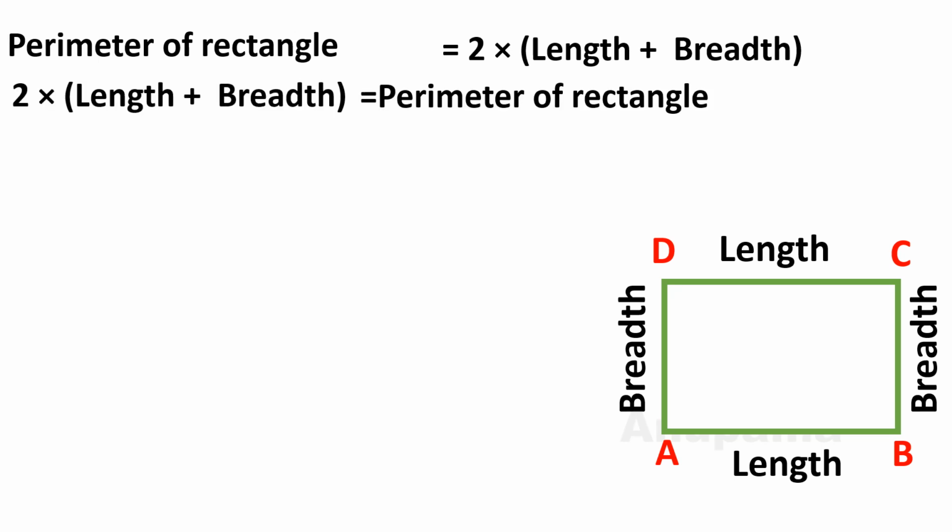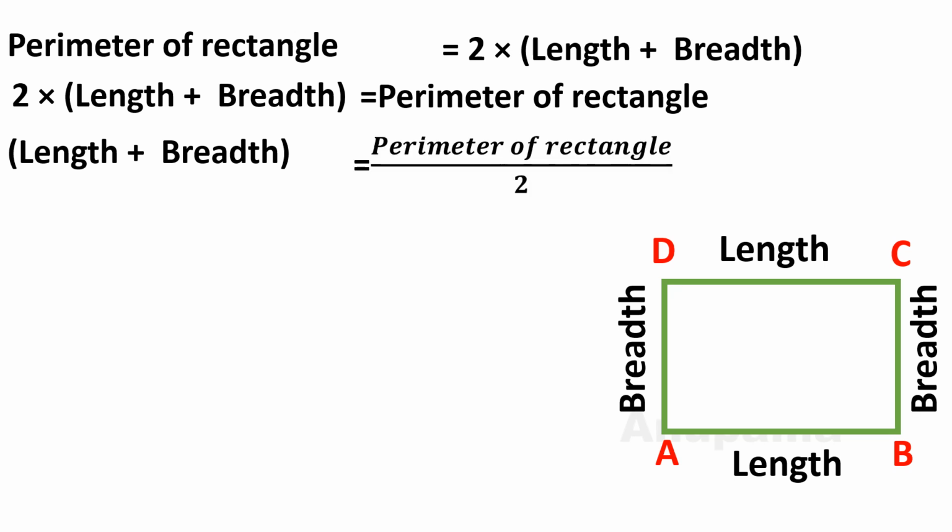Now we need to find out length or breadth. So what we will do, we will transfer this 2 to the opposite side, because 2 is in the form of multiplication and when we transfer it, it will come in the form of division. So length plus breadth equals perimeter of rectangle divided by 2.